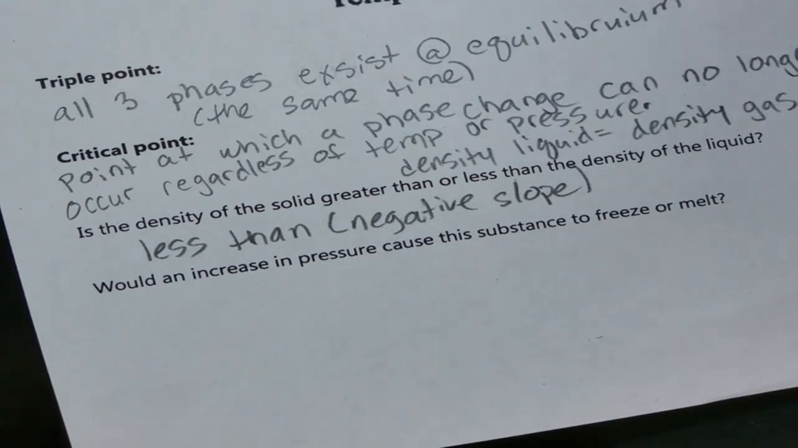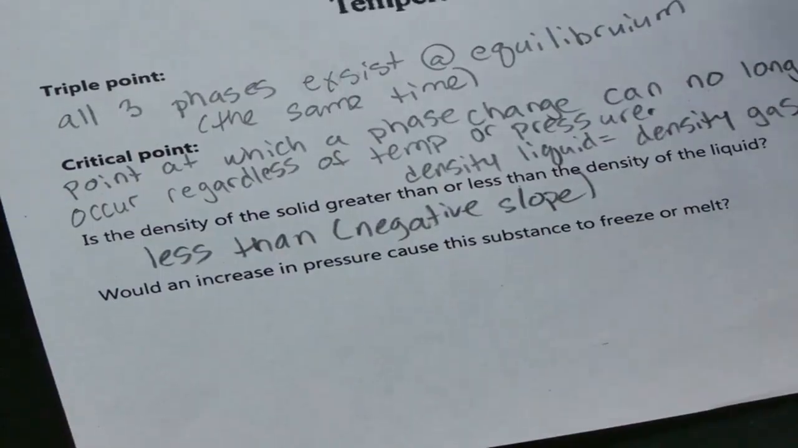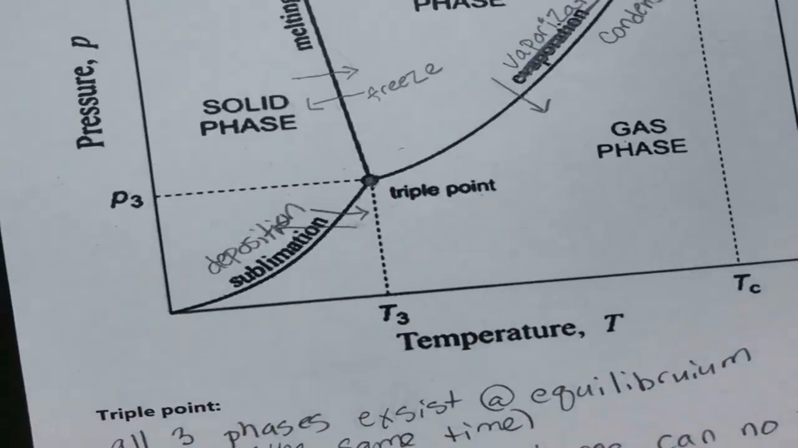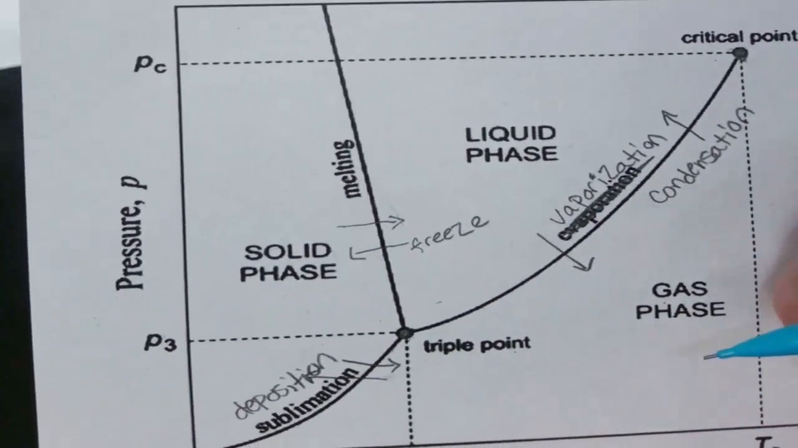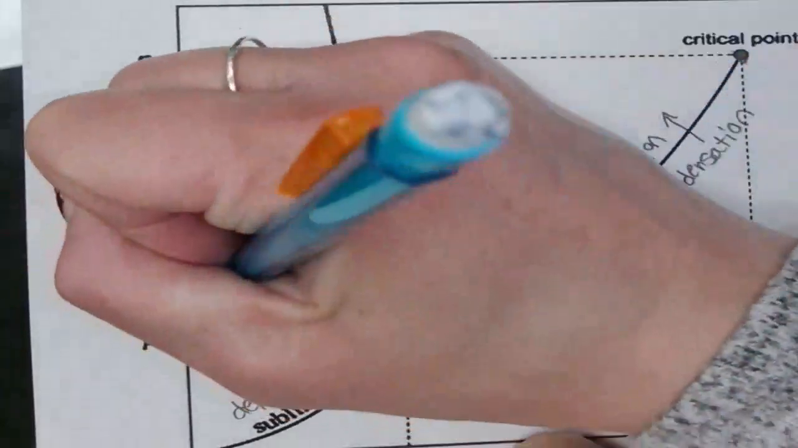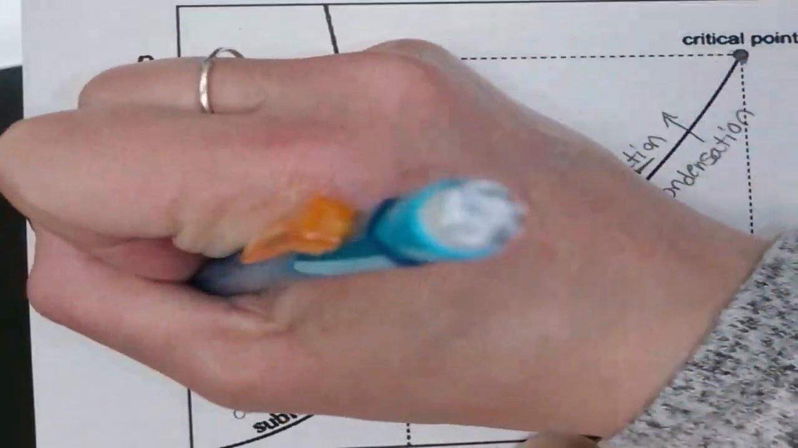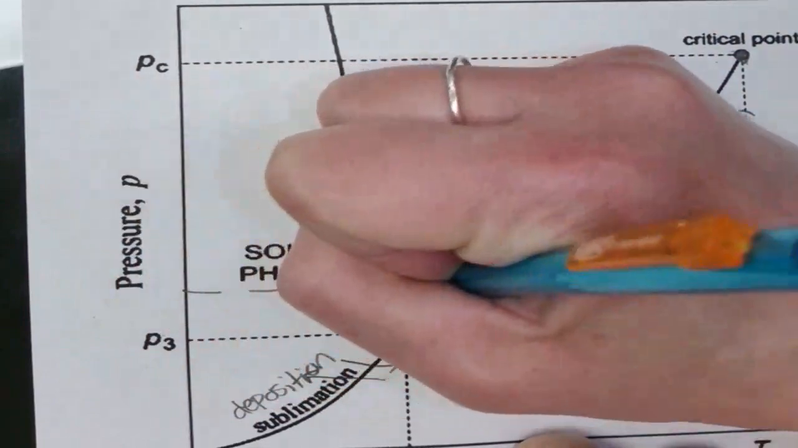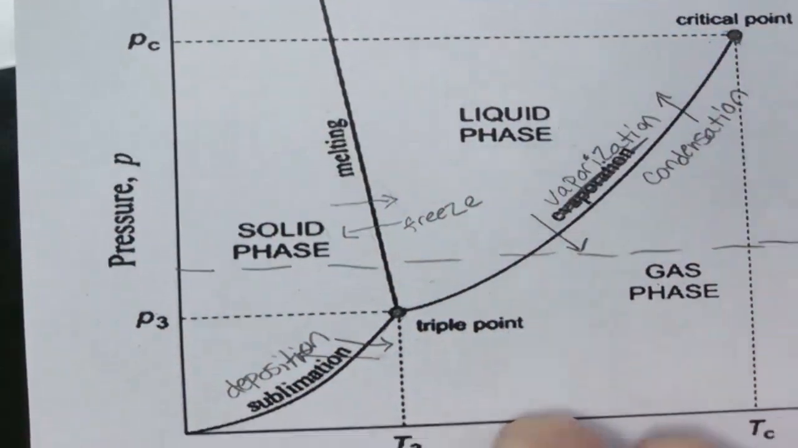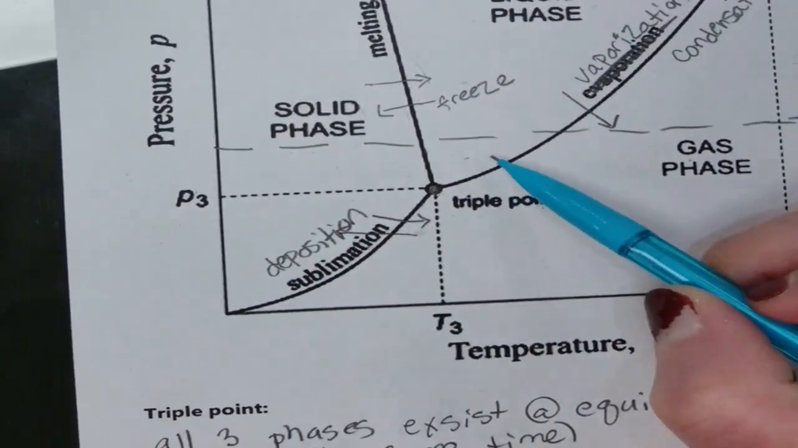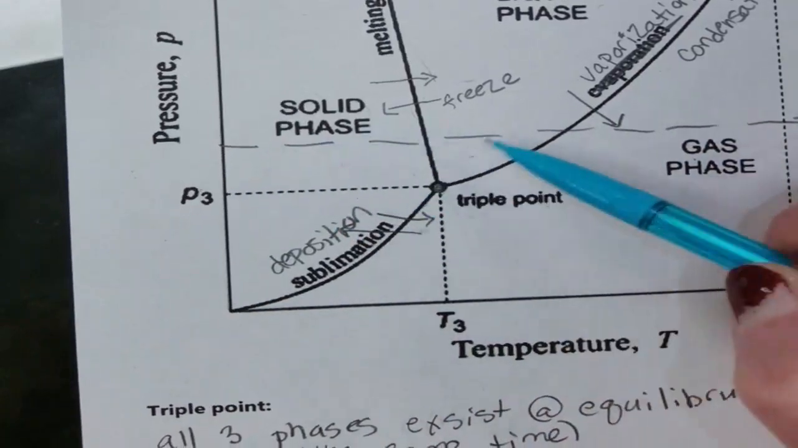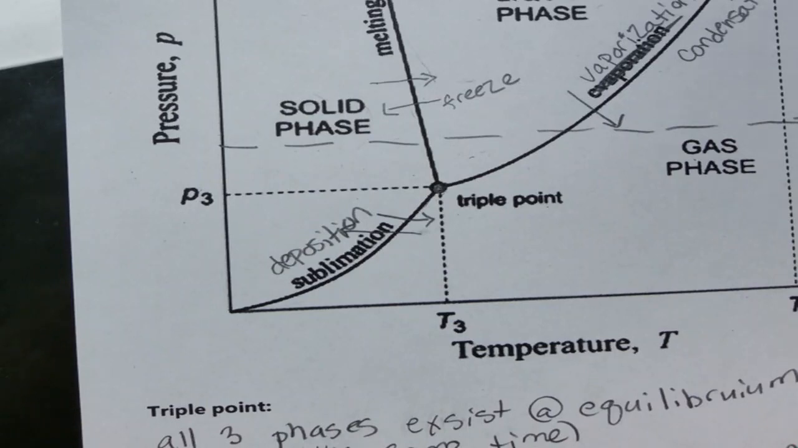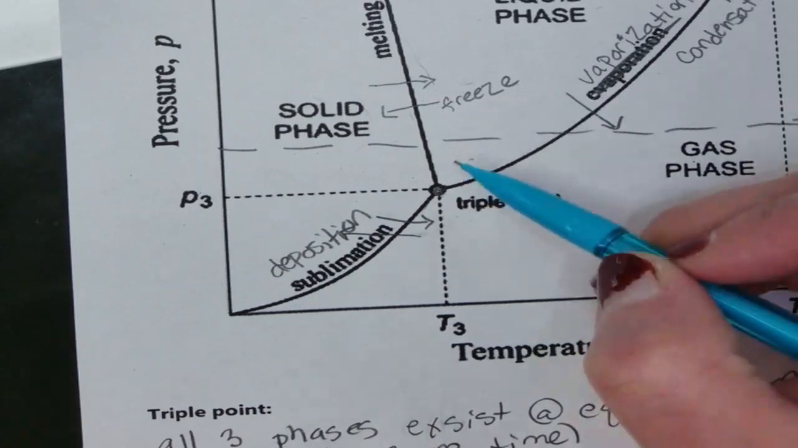Would an increase in pressure cause this substance to freeze or melt? All right, so let's come back up here and take a look at this. And let's look at a constant temperature. So I'm just going to draw myself a dotted line here to represent a constant temperature. Now, if my temperature stays the same, but my pressure is increasing.